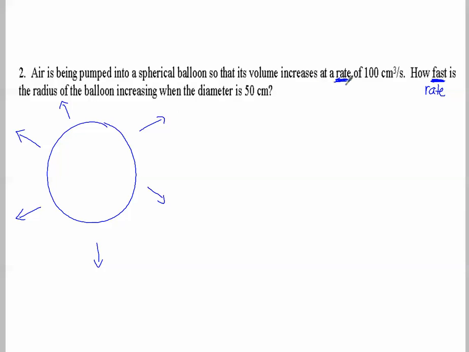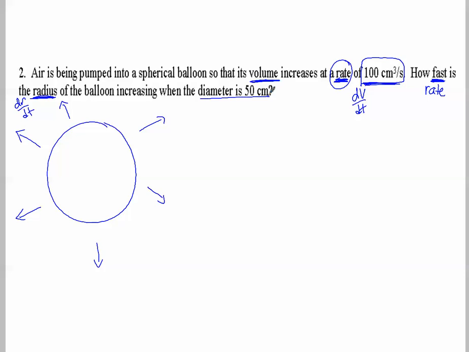The volume increases at this rate. So volume increases at a rate. Rate is derivative. This is describing volume. So I'm thinking dV/dt over here when I see this. How fast? Another rate. This time the radius. How fast is the radius? That's a dr/dt. Increasing when the diameter is 50 centimeters. So my picture should probably include something about volume, diameter.